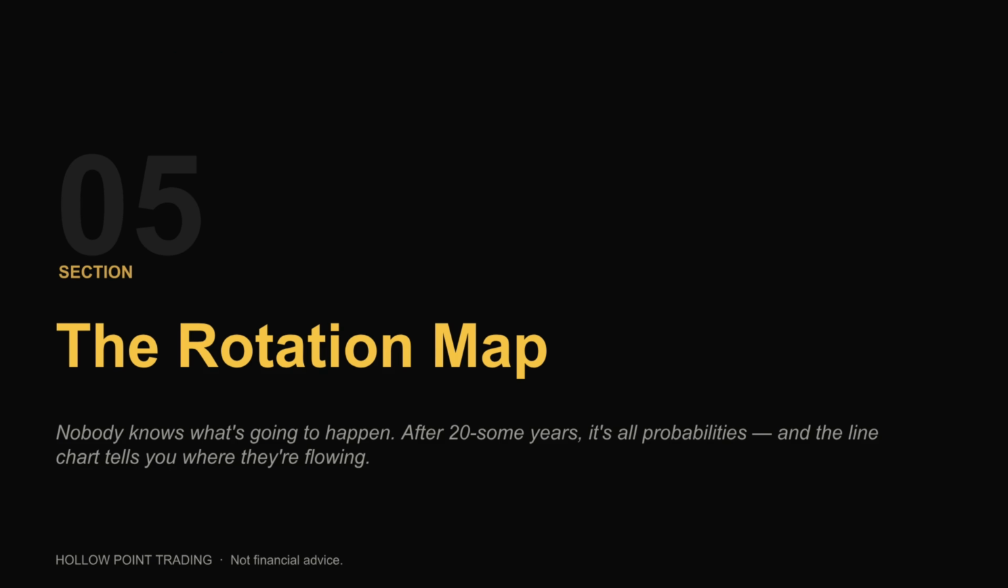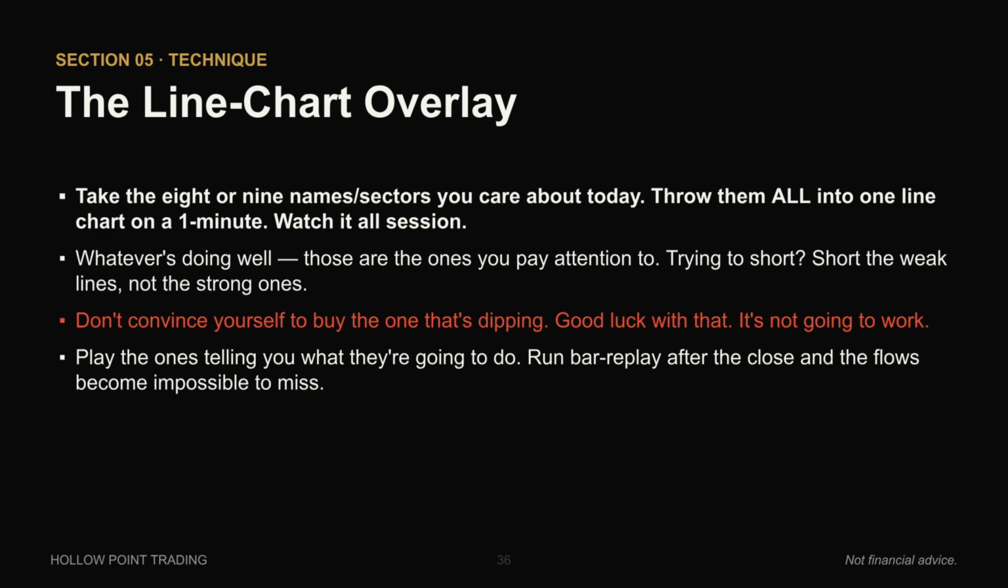Now let's explore the rotation map. While nobody can predict the future with certainty, after 2 decades in the markets, we look at probabilities. A line chart helps visualize exactly where those capital flows are moving. Using a line chart overlay with your watch list is a powerful technique. By tracking multiple sectors simultaneously, you can see which are strong and which are weak. Don't waste time trying to force a trade on a dipping stock. Follow the money flow instead.